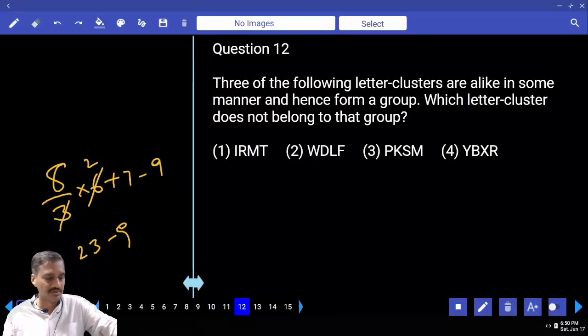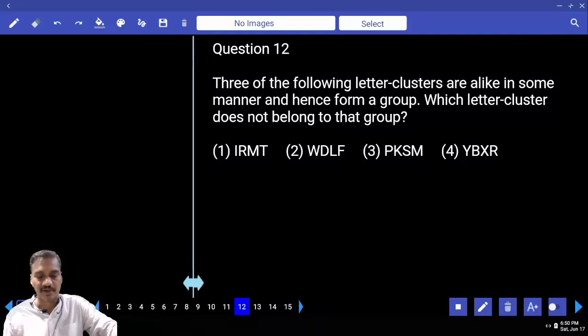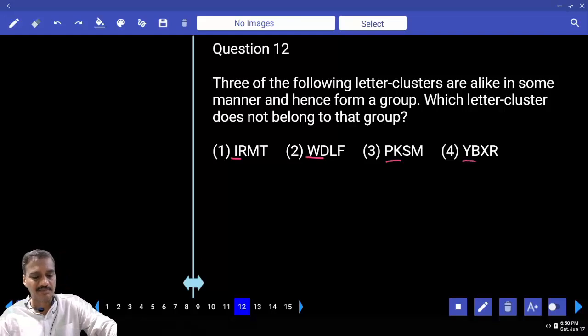Then the 12th one. Now the 12th one is based on odd one out. I R M T. I and R are opposite. W and D are opposite. P and K, Y and V. And the next one, M and T.